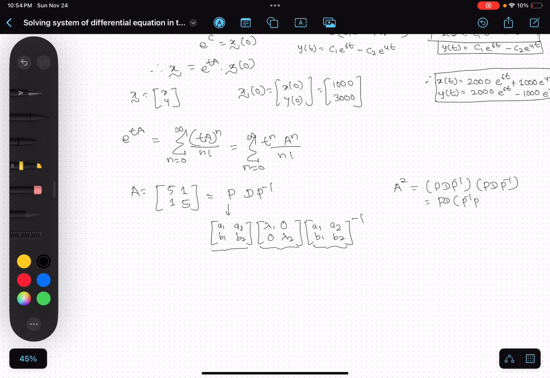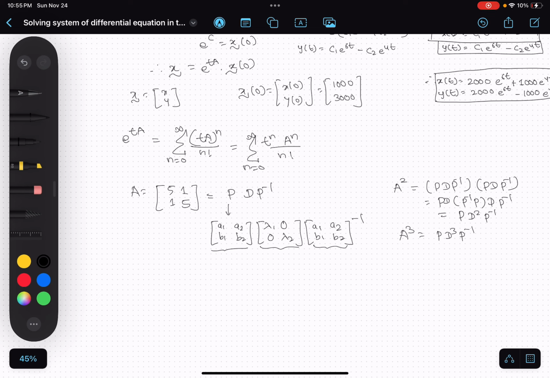Yeah, and just group that, that just becomes I, right? So this will eventually become P D squared P inverse. And yeah, so again, if I even take P A cubed, you can go similarly, and this will be P D cubed P inverse.